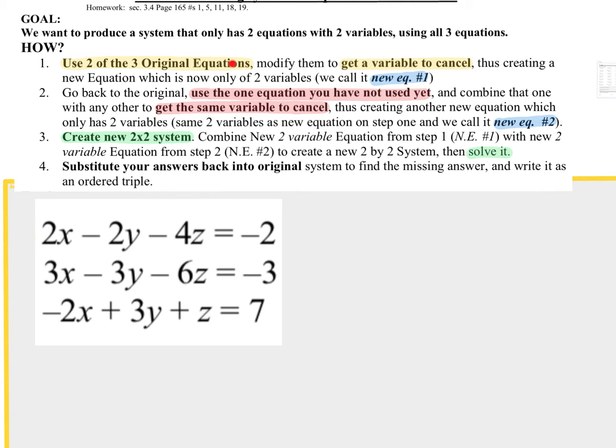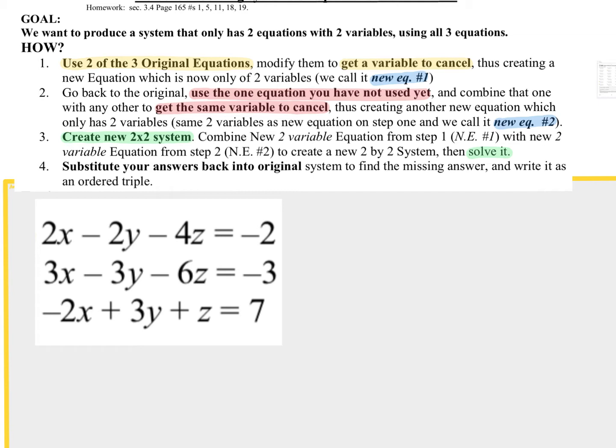It does say step 1, use 2 of the 3 original and get a variable to cancel. So before you begin, look at all of your x's, look at your y's, look at your z's. Which variable do you think would be easier to deal with? X's, y's, or z's? Y's. You know what? I think z's would be easy because you have a 1z right here, which you could easily change to a positive 6, which will cancel with the negative 6. And you could easily change this to a positive 4, which will cancel with the negative 4, right? Yeah, you guys are right. It's also equally easy to cancel out y's, because you got a negative 3y and a positive 3y. So anyway, which one do you guys want to cancel?